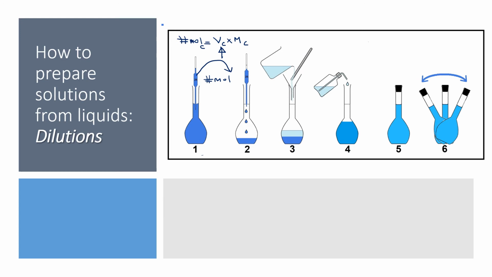Then I add water, and here I can also calculate the number of moles for the dilute solution. So the number of moles of the dilute solution is equal to the volume of the dilute solution times the concentration of the dilute solution. Now, the volume of the dilute solution depends on which volumetric flask I'm using to prepare the solution. So this is the volume that I prepared, okay?